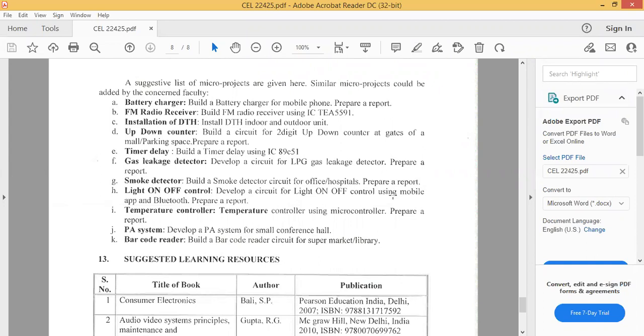We'll decide some micro projects, we'll make the allocation, and that allocation will generally be roll number wise, so that it will be easy to complete these micro projects in time.